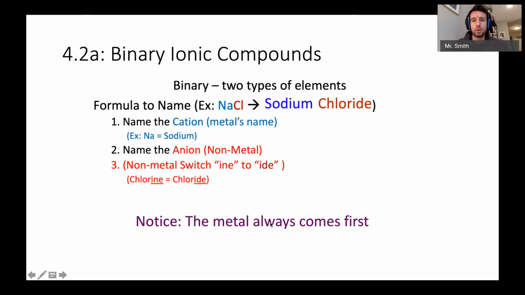Just to reiterate here, metal always comes first. So I would pause the video right now, and I have these 3 steps written down. Name the metal, the metal's name, and then name the anion, but change the ending so it's an IDE ending. Go ahead and write that down, please. Great, let's move forward here.